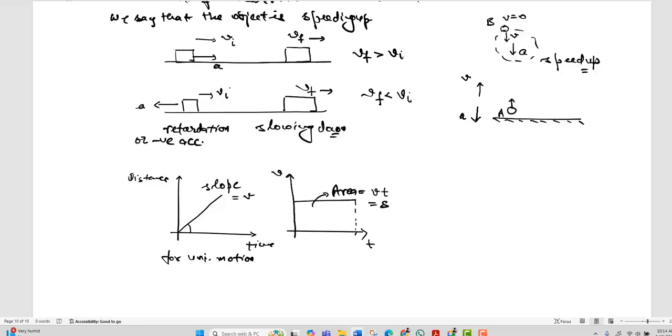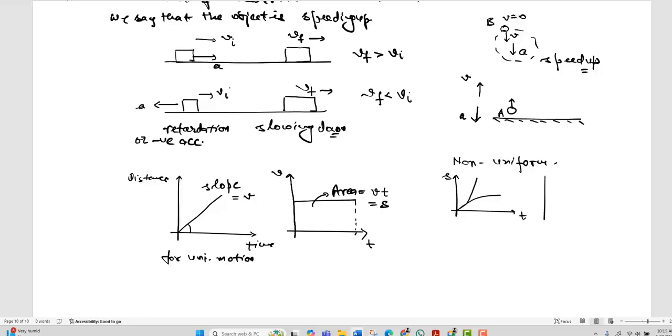Yes, very good, excellent. In the same way, now we are dealing with non-uniform motion, right? When you are dealing with non-uniform motion, the distance time graph can never be a straight line. It will always be a curve, either this or this, right?